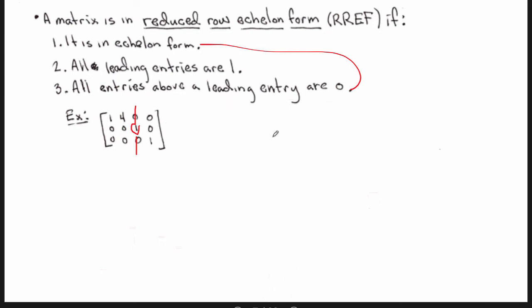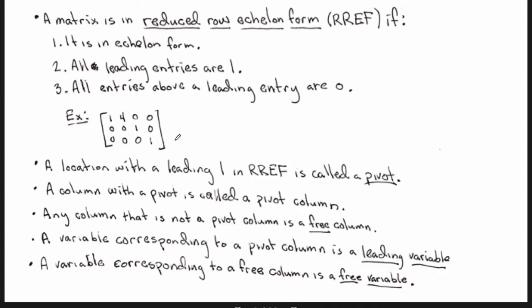All right, so then some more definitions. A location with a leading 1 in reduced row echelon form is called a pivot. So pivot, pivot, pivot. A column with a pivot is called a pivot column. Here are my pivot columns. Any column that's not a pivot column is called a free column. So my second column here is a free column.